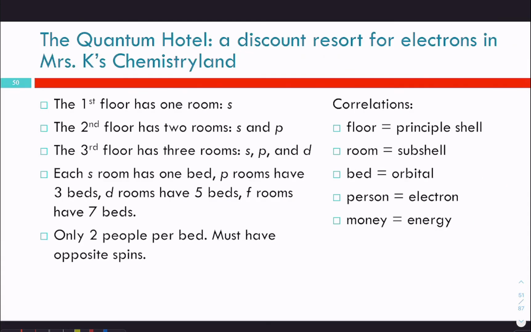So this is the Quantum Hotel, a discount resort for electrons in Mrs. K's Chemistry Land. So this is my mom's hotel at Chemistry Land. The first floor has 1 room. And we always fill the hotel from the lowest floor to the highest floor. The second floor has 2 rooms, S and P. The third floor has 3 rooms, S, P, and D.